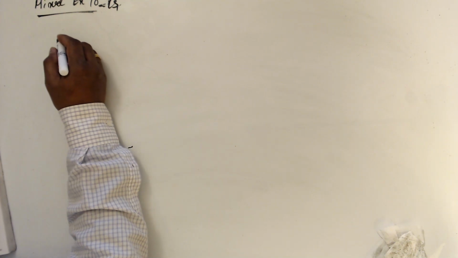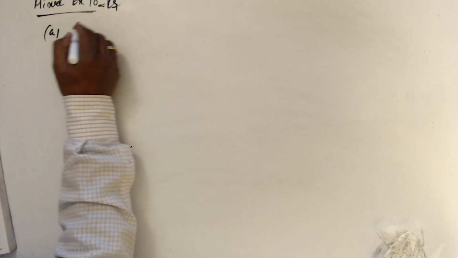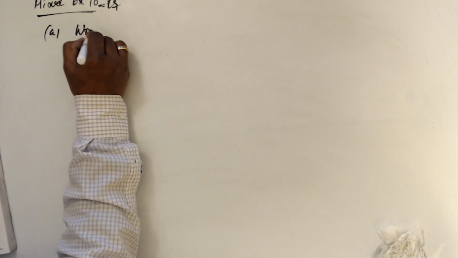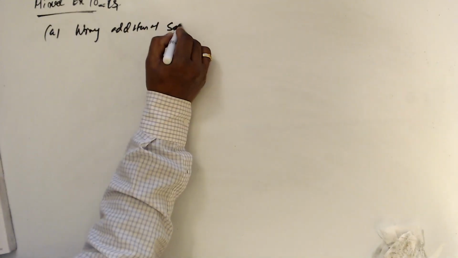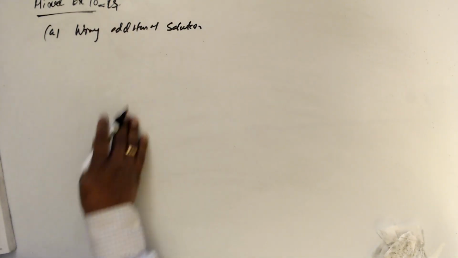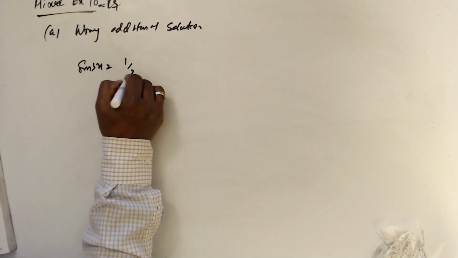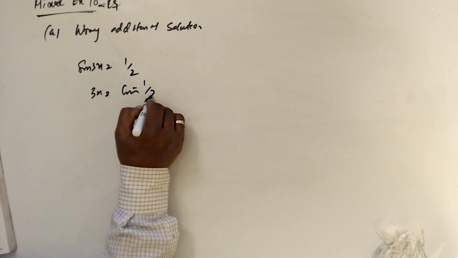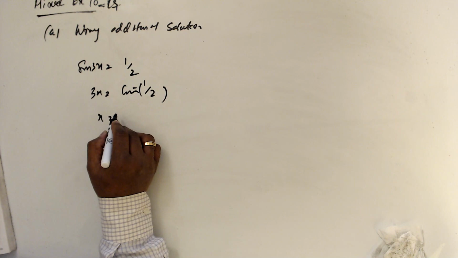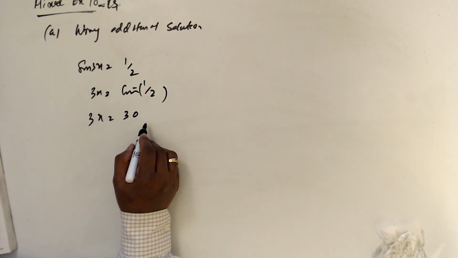Question number 15. In A, you can say wrong additional solution. So sine 3x is half, then 3x is sine inverse half, then 3x equals 30.